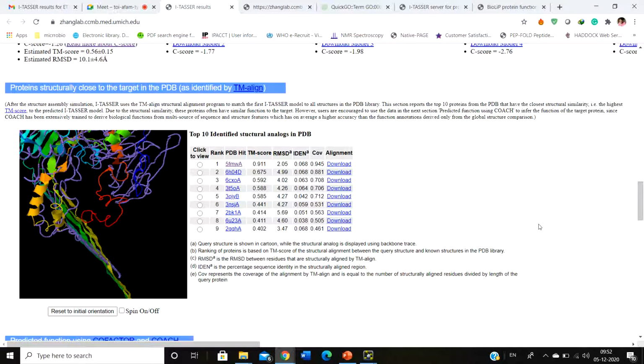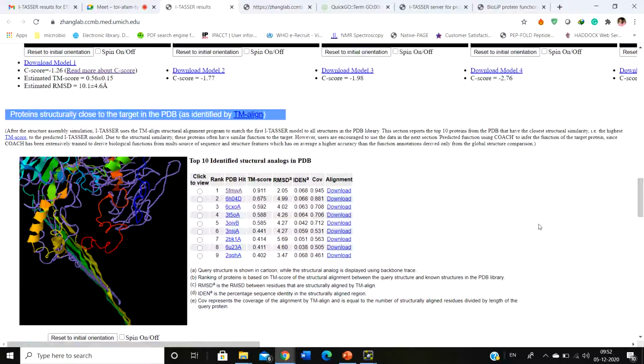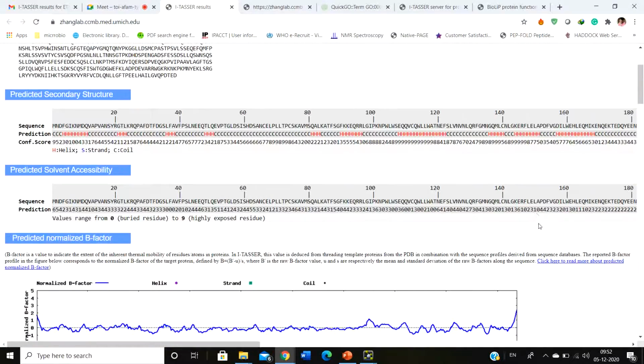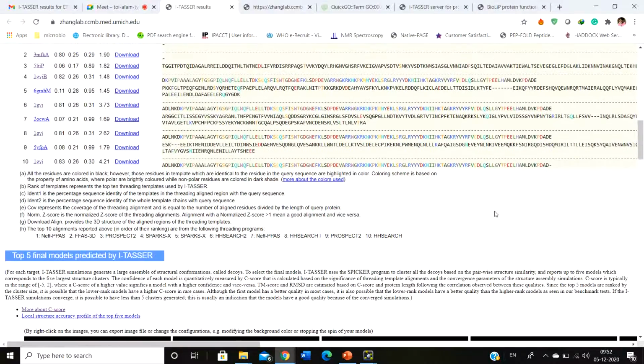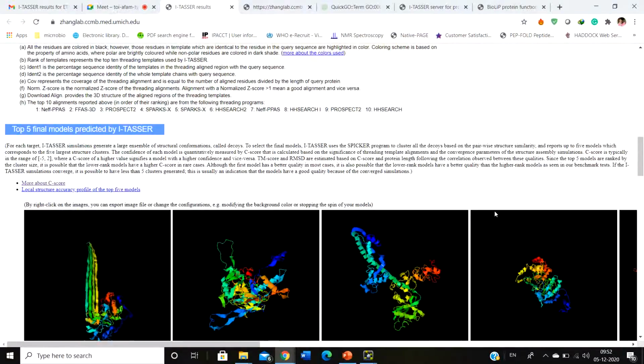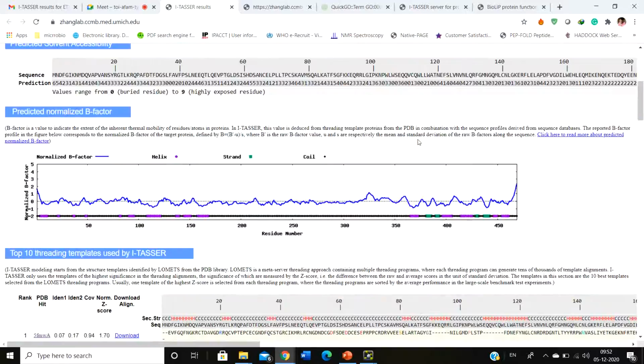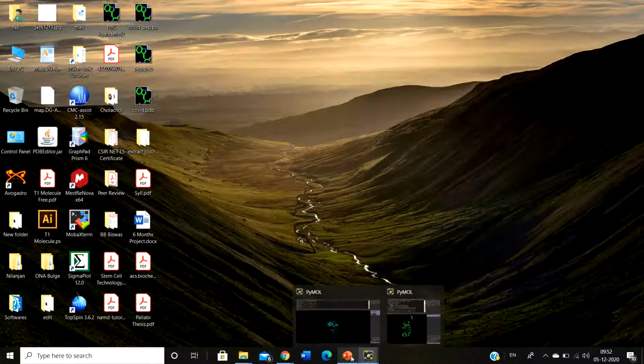So I will ask you to run your structure also through I-TASSER. Get your structure through I-TASSER, and we're going to see if any structure varies from the RoseTTAFold structure or not.